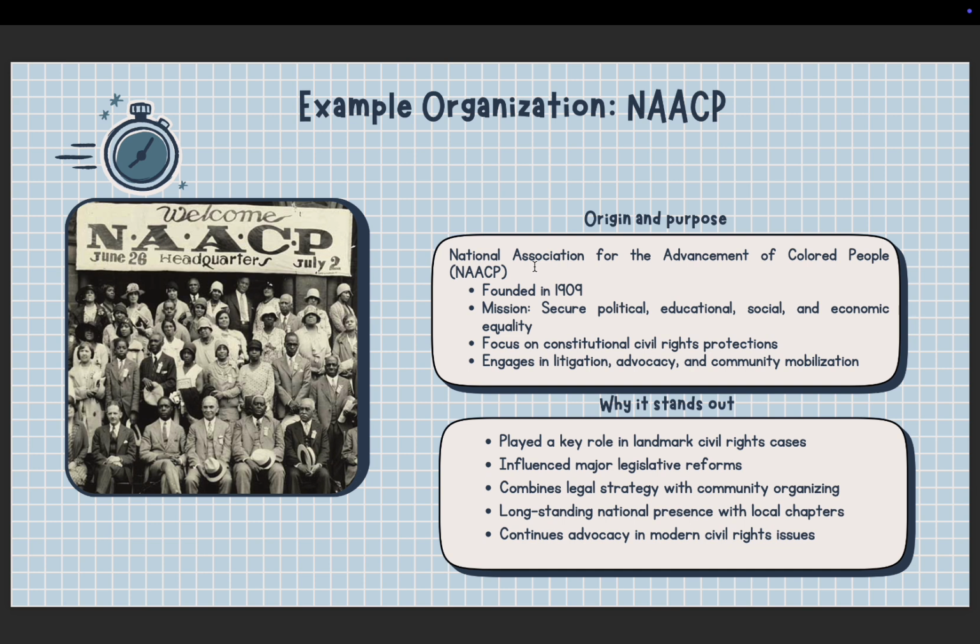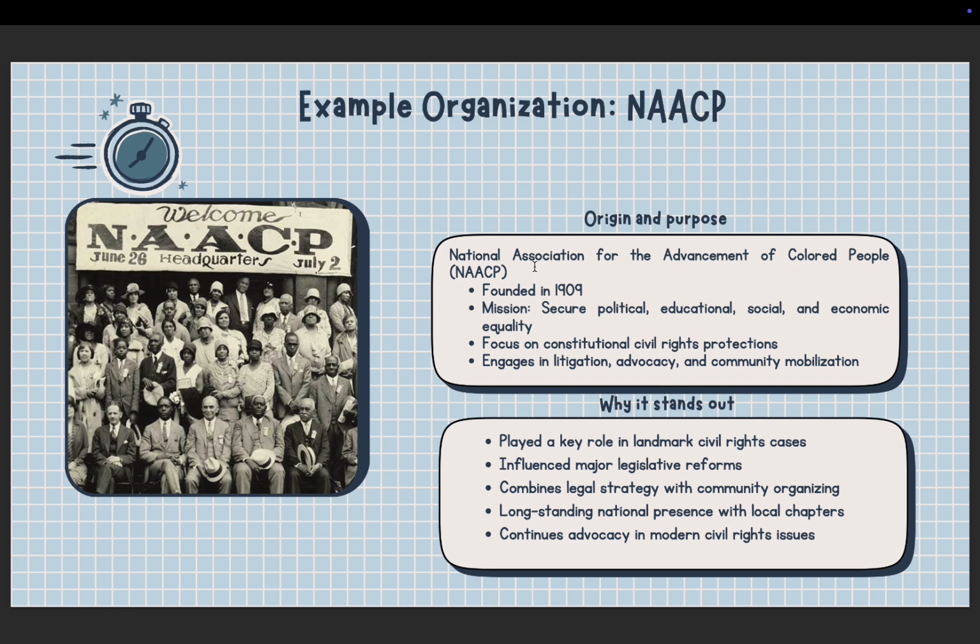An example of a civil rights subsector organization is the NAACP. The NAACP was founded in 1909, and its mission was to secure political, educational, social, and economic equality among African Americans in the United States. Its focus was on constitutional civil rights protection, and they engaged in litigation, advocacy, and community mobilization.